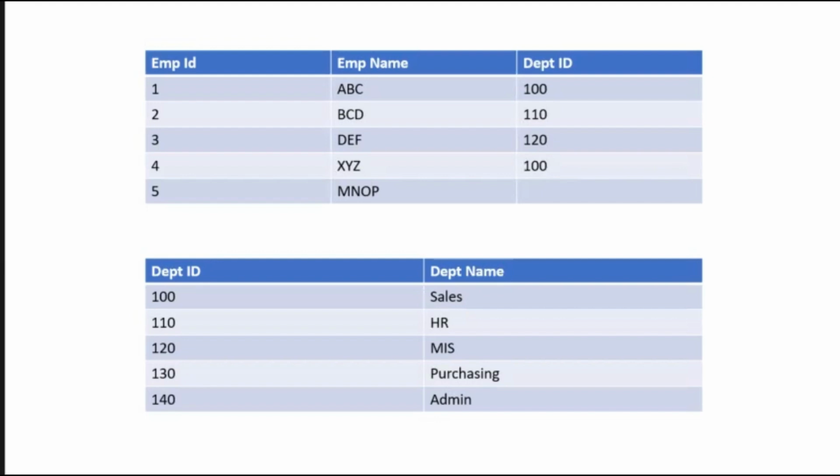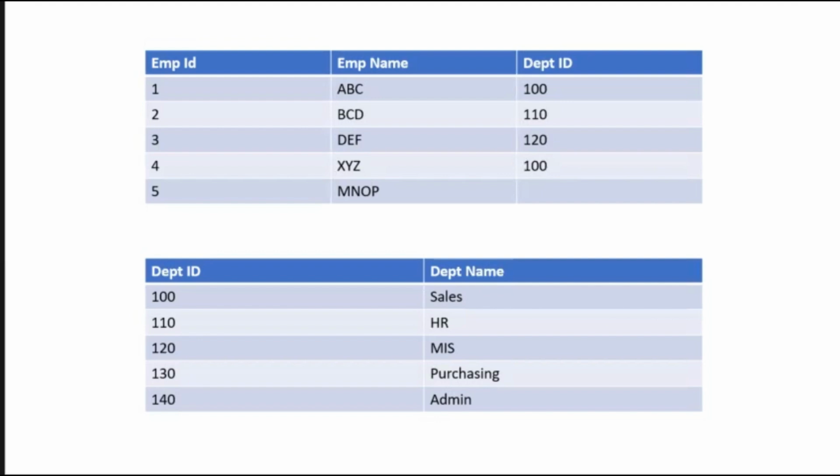Now let us look at the second employee, BCD. Which department does he belong to? 110, HR. DEF. Similarly, if it was 120, you'll say MIS. MNOP. XYZ. XYZ is 100, so again sales.